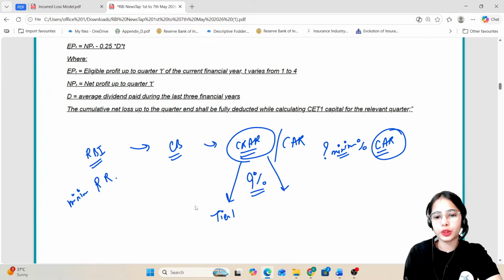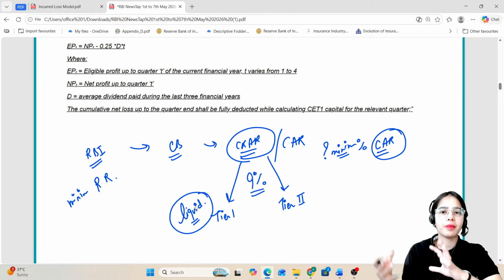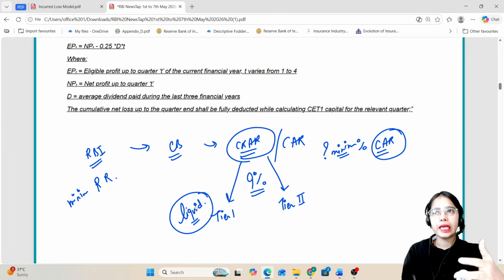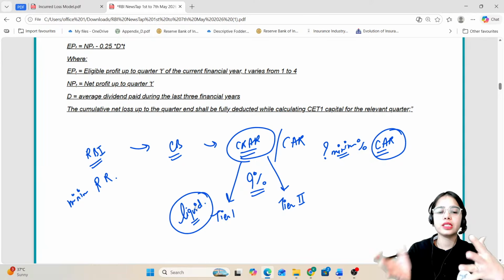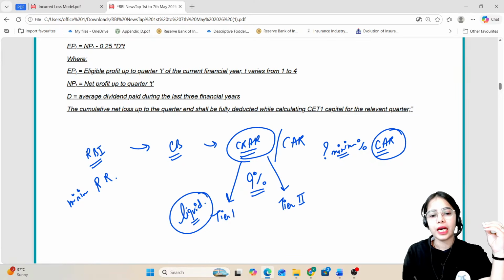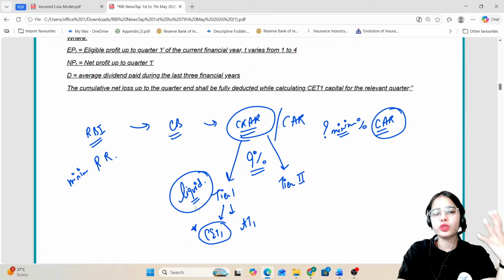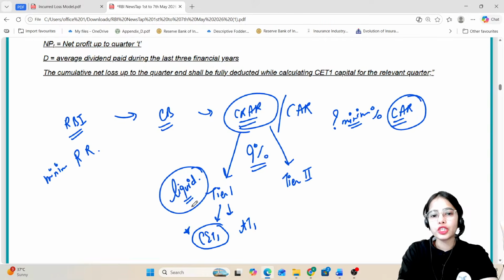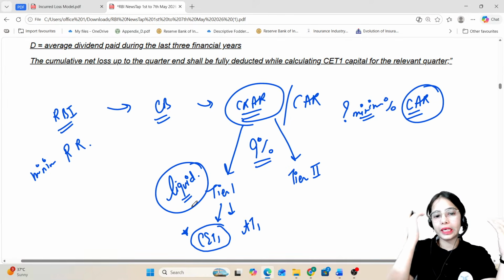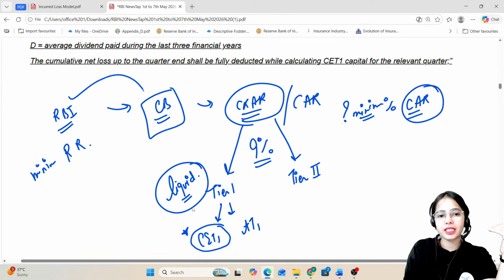Capital is divided into tier 1 capital and tier 2 capital. Tier 1 capital is the most liquid capital, which the bank can use in case of any distress. Under tier 1 capital, there is common equity tier 1 capital and additional tier 1 capital. Common equity tier 1 capital is the most liquid capital that the bank can use in case of distress.